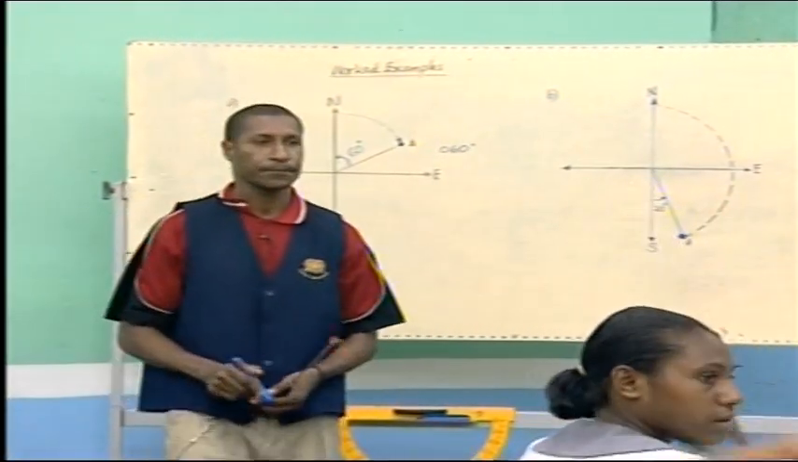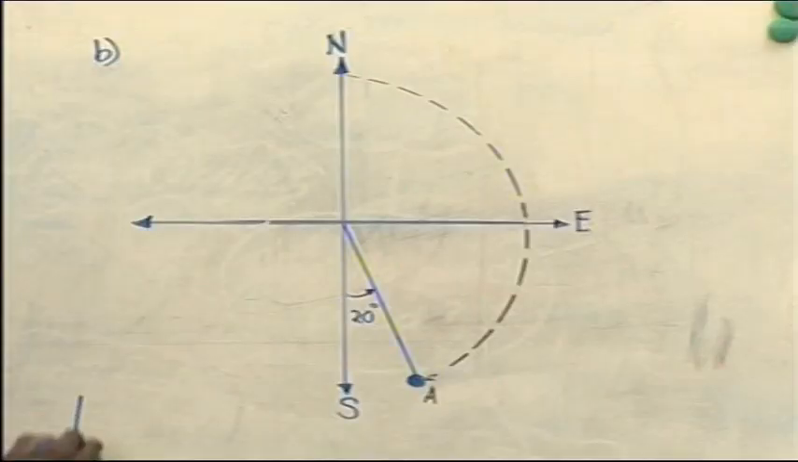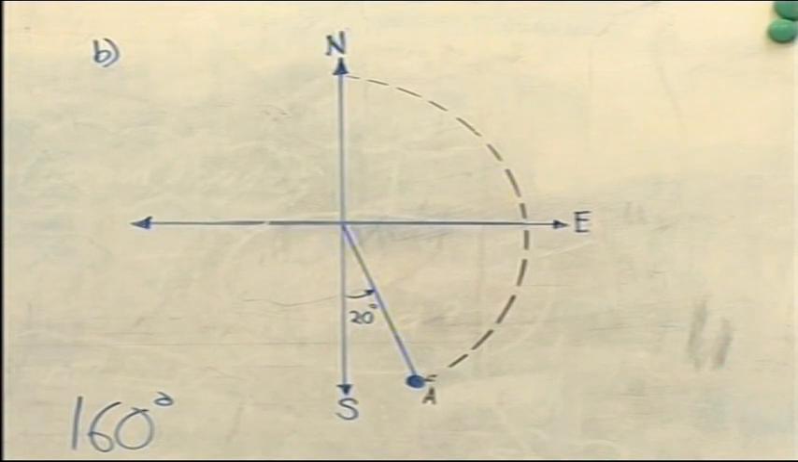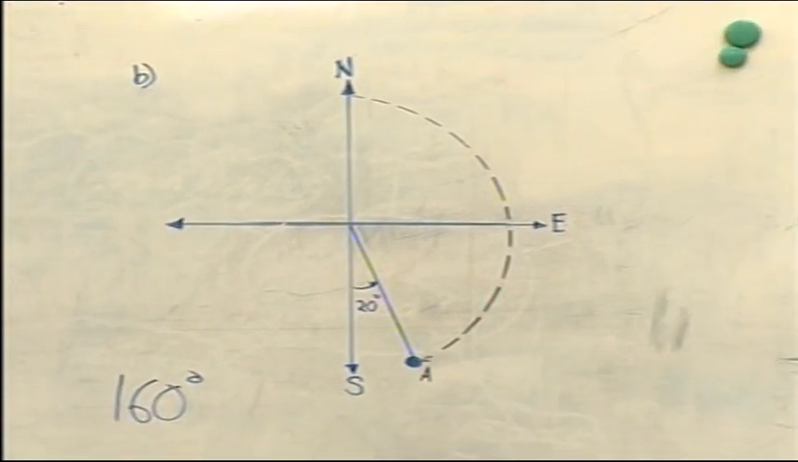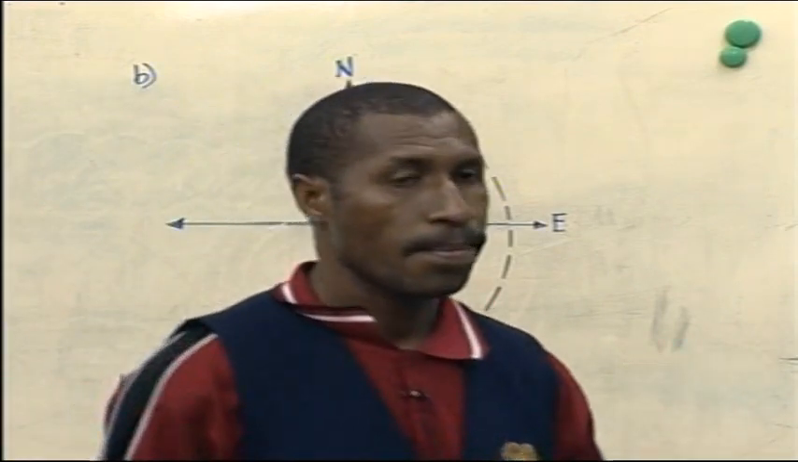Let's have Jubilee. 160 degrees. Jubilee, how did you get that 160 degrees? Would you like to give a try, receiving students? One of our model students, Jubilee, has given the answer 160 degrees. Now, I would like to ask him to come in or to explain how he got 160 degrees.